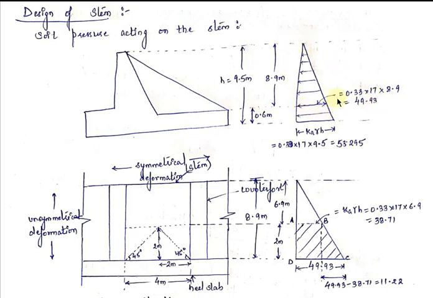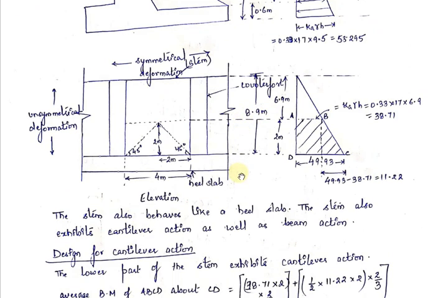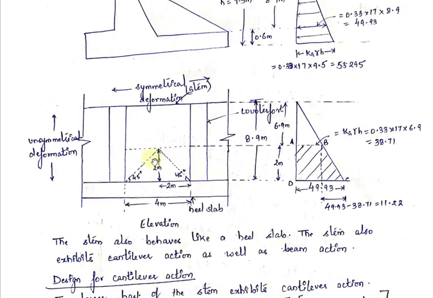Now we will use this pressure distribution diagram to calculate the values of the loads and hence the values of the maximum bending moment and the shear force. First of all, we will analyze our stem for the cantilever action. One thing you need to know is that the lower part of the stem exhibits cantilever action. Cantilever action is more prominent near the lower part of the stem.